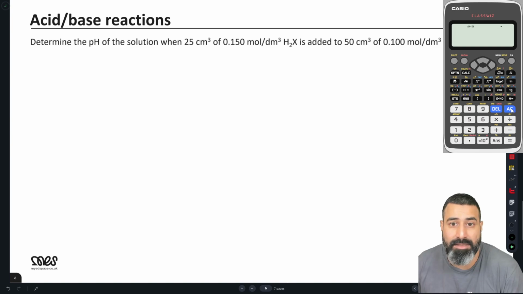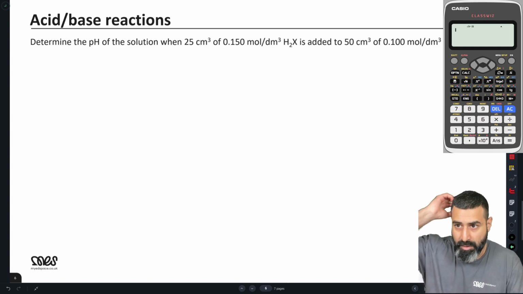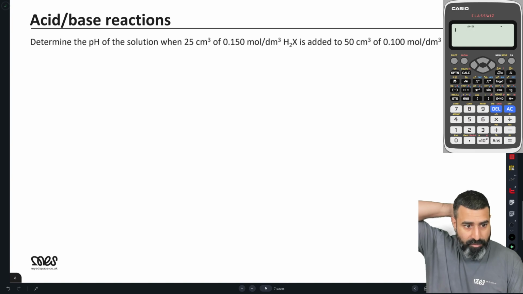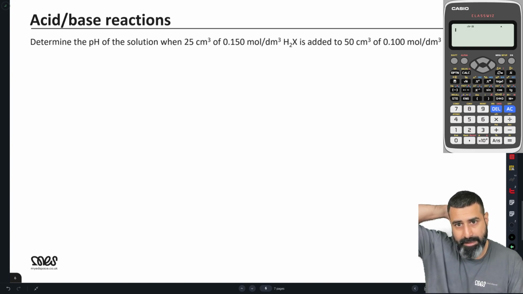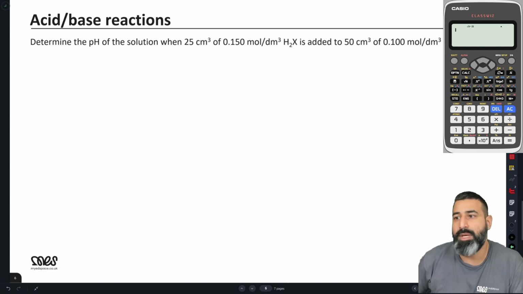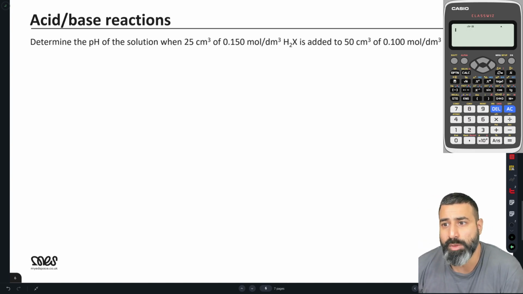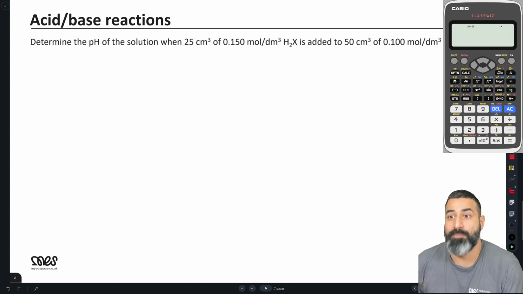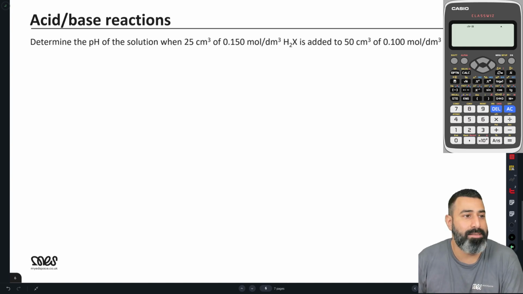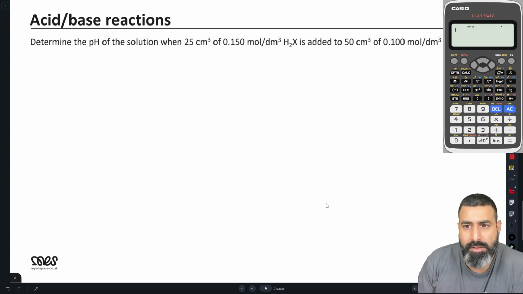Okay, let's now have a look at some questions. We've looked at strong acids and how to determine the pH of strong acids. We just have to use the equation for pH. And we've looked at weak acids as well. But now what we're doing is determining the pH of a solution when we're mixing a strong acid and a base together. Okay, so let's think about this.